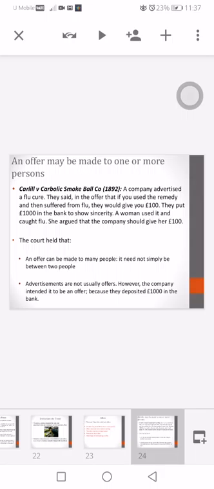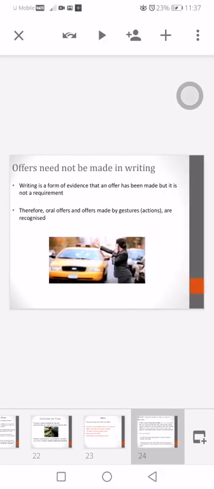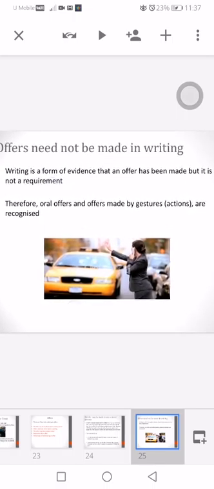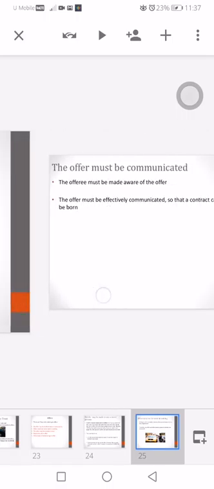The court held that an offer can be made to many people. It does not need to be simply between two persons. Advertisements are not usually offers. However, the company intended it to be an offer because they deposited 1,000 euro in the bank. An offer need not be made in writing. Writing is a form of evidence that an offer has been made, but it is not a requirement. Therefore, an oral offer and an offer made by gesture or action are recognized.